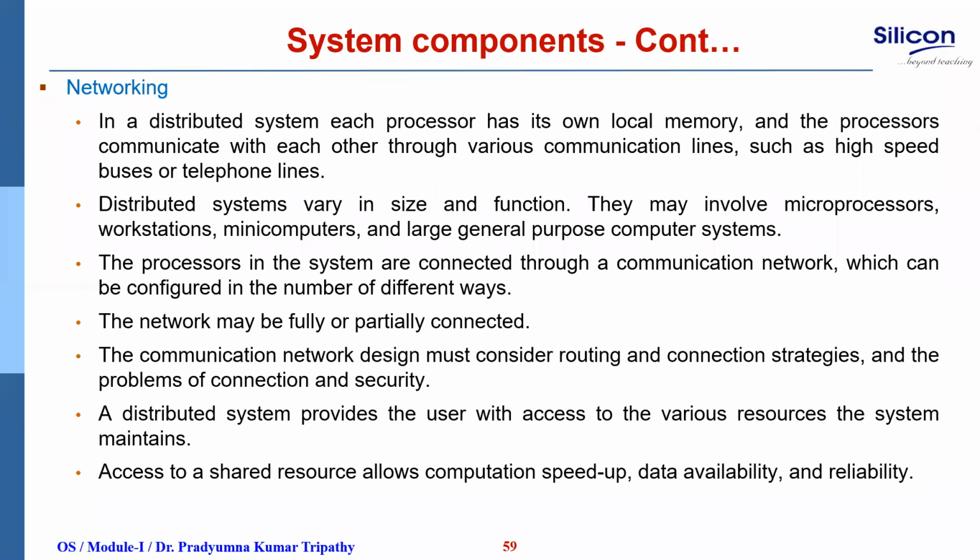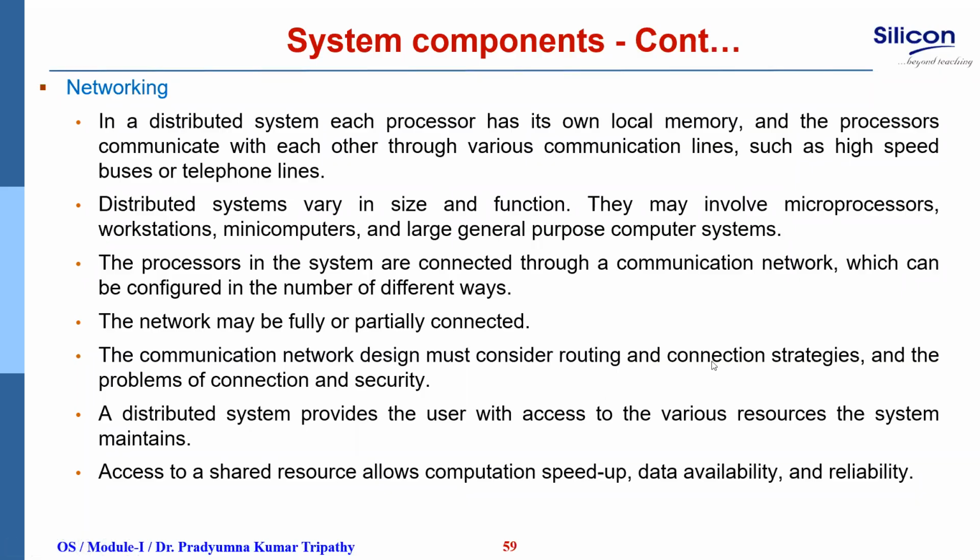The network may be fully or partially connected. Not necessarily are all computers or all processors directly connected to all other processors. If a processor is connected to all other processors directly, that means there is an edge, or there is a bus, or there is a communication network directly from every node to every other node, then we say it is fully connected. If it is connected through a path, not by a direct edge, then it is a partially connected network.